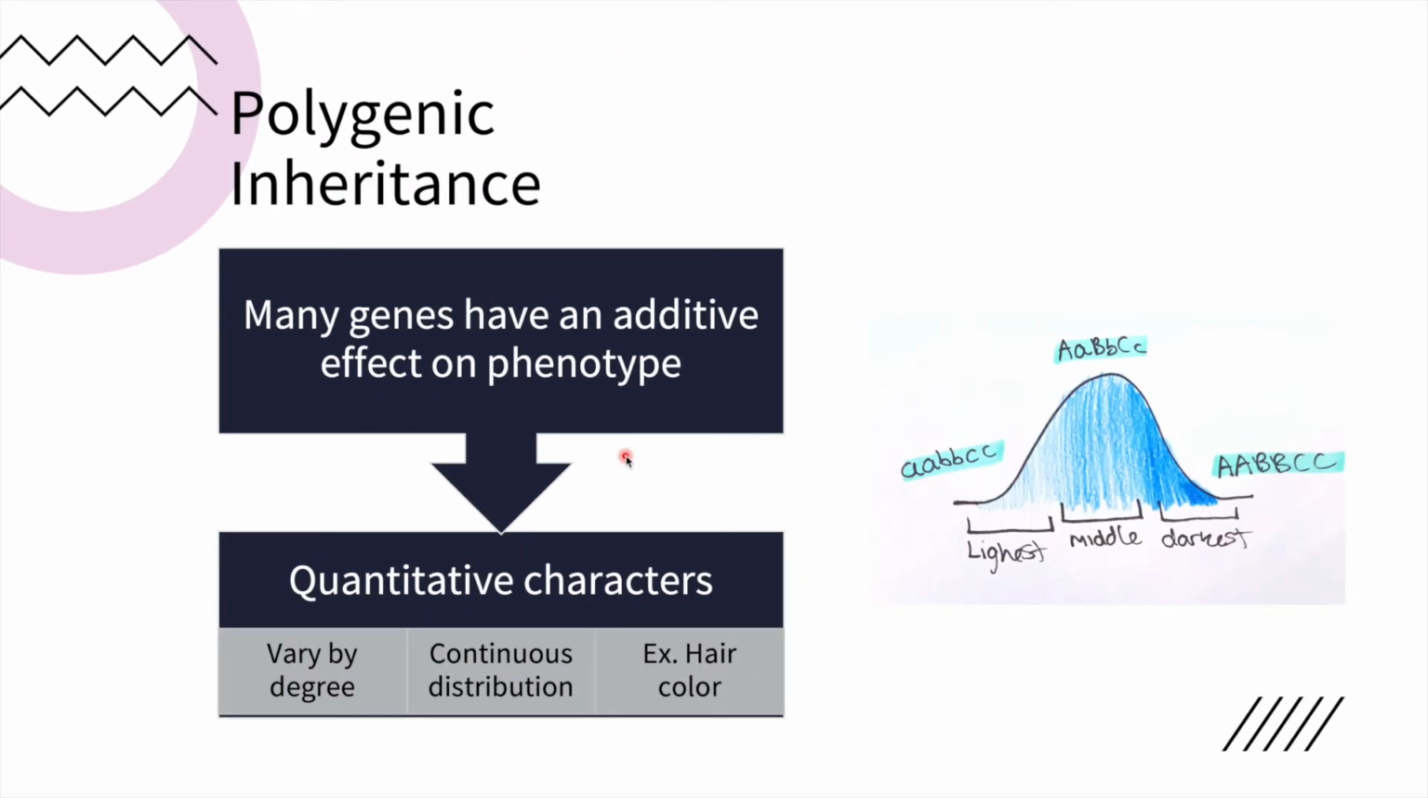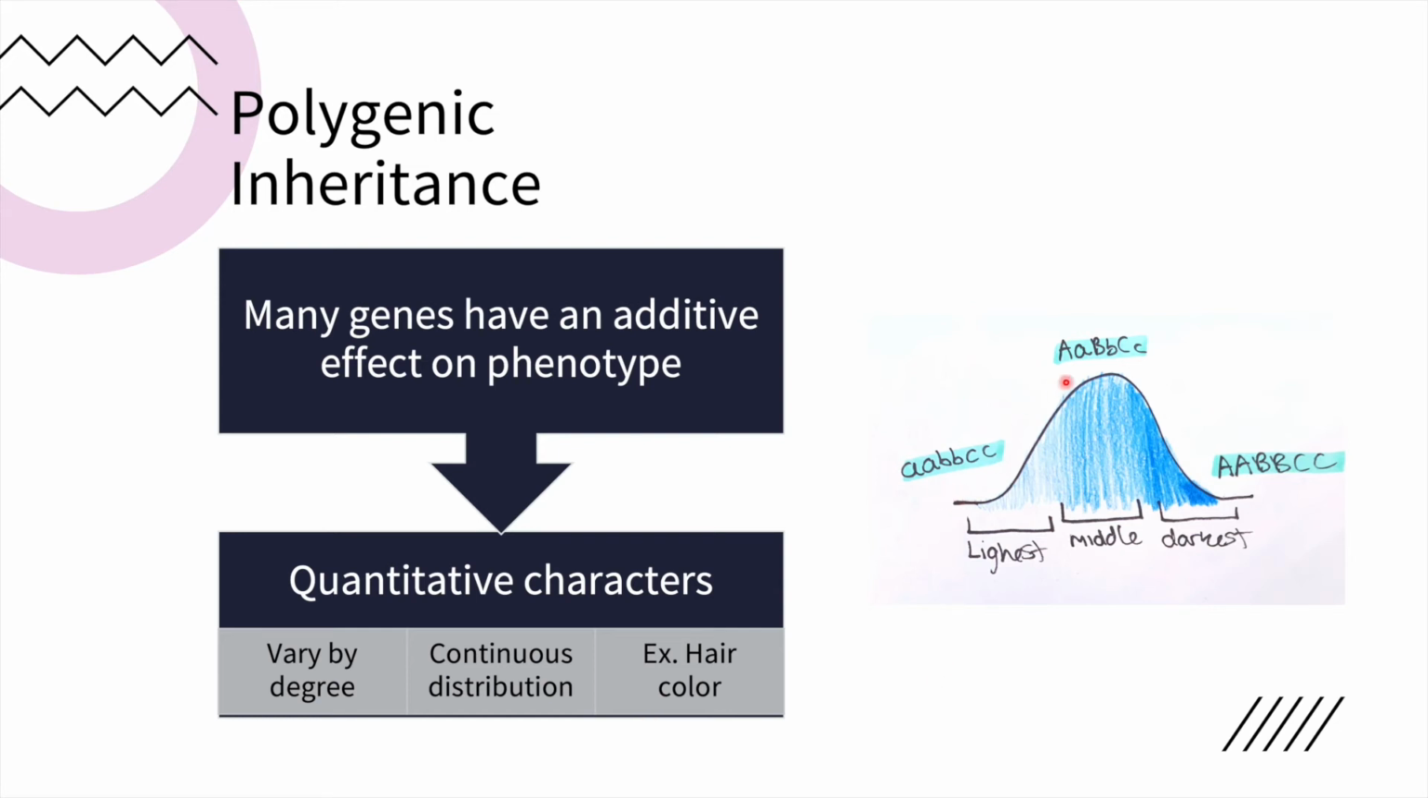In polygenic inheritance, two or more genes have an additive effect on a phenotypic trait. Remember that poly means many, so many genes, so it's sort of the opposite of pleiotropy. Quantitative characters are factors that vary in degree over a continuous distribution, rather than being a distinct either-or trait. Examples are skin color, hair color, eye color, because these traits vary in degree.